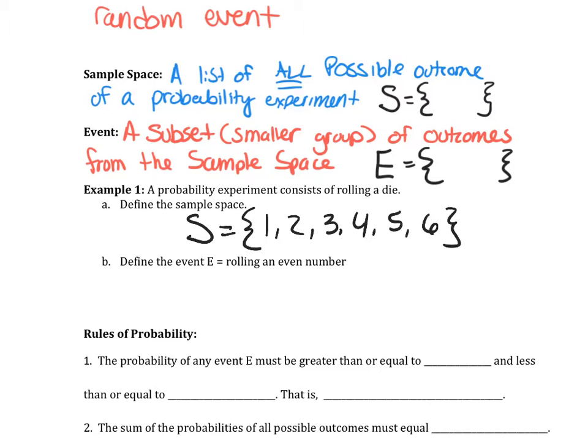Okay, and now when we're defining an event, now we are looking at specific outcomes from that sample space, and that's what we're looking for. So in this case, for letter B, we want to define the event of rolling an even number. So when we are defining this event, if we roll a die, what outcomes would fall into that category of an even number? 2, 4, 6. So when we define that event, it would just be 2, 4, and 6. Okay, so sample space is everything that could possibly happen. Event is specifically what are we looking for in this event. Any questions there?